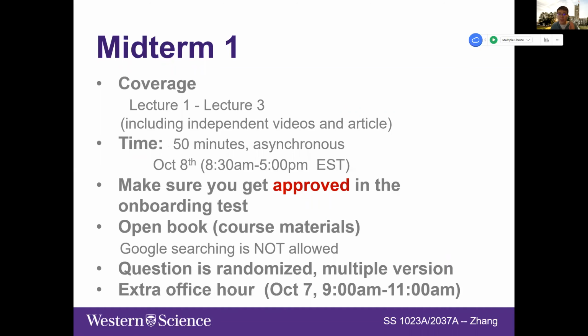Is the midterm time 50 minutes? That's the time you can take. For this time interval, you only have 50 minutes. So once you start your exam, you only have 50 minutes to finish it.